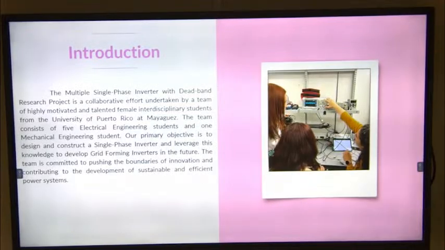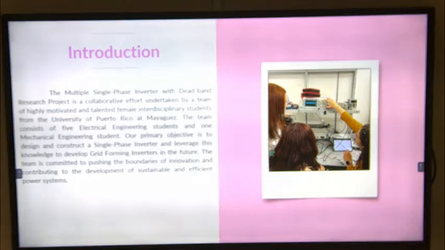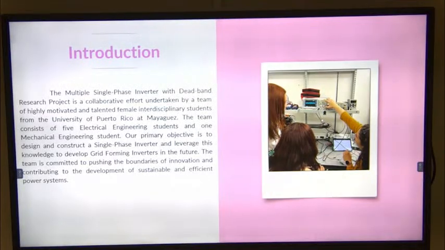The multiple single-phase inverter is with the band research project. It's a collaborative effort undertaken by a team of highly motivated and talented interdisciplinary female students from the University of Puerto Rico at Mayagüez. The team consists of 5 electrical engineering students and 1 mechanical engineering student.